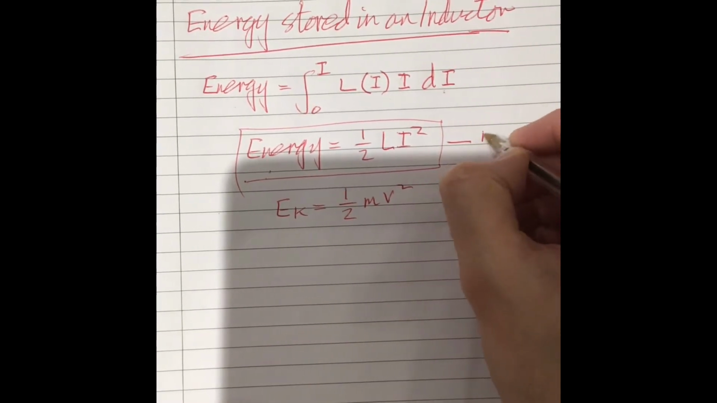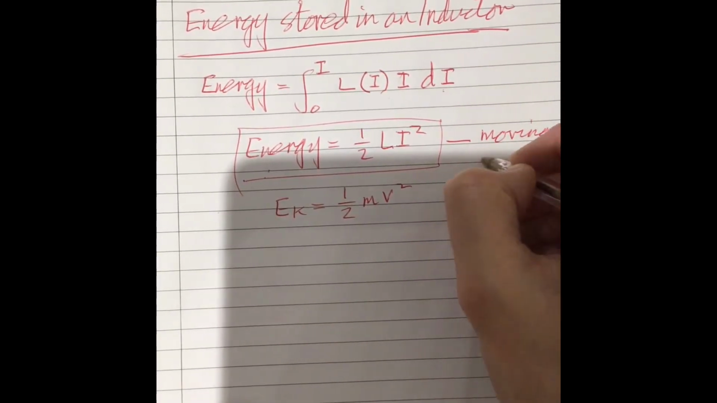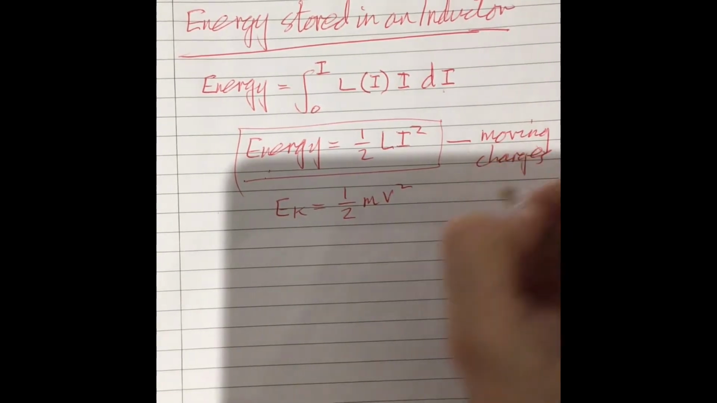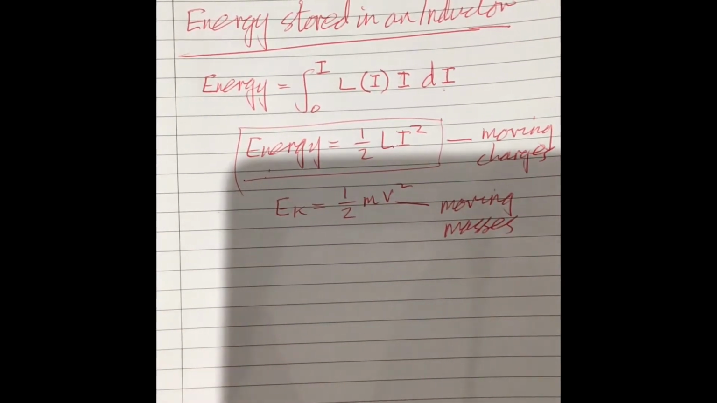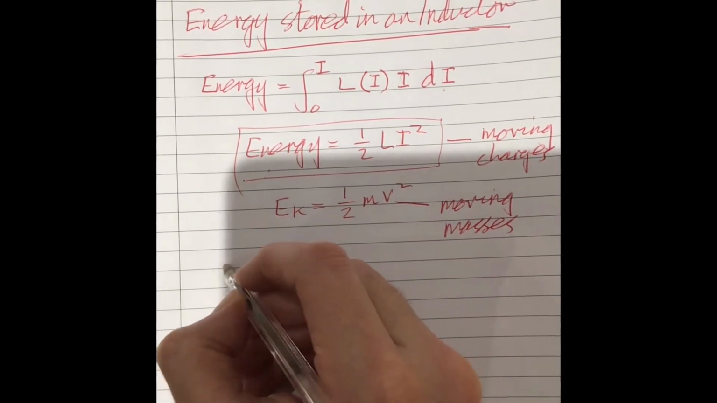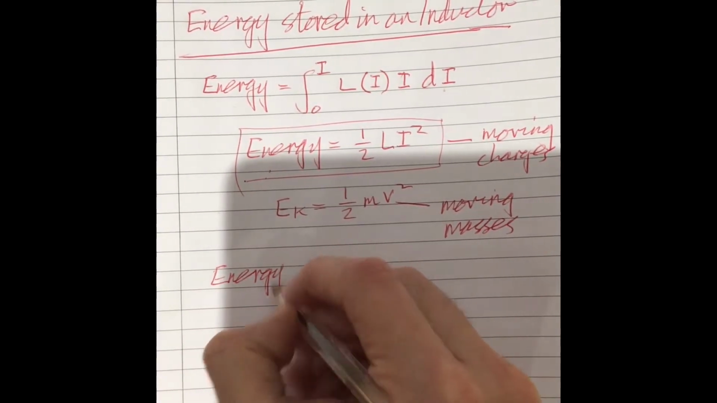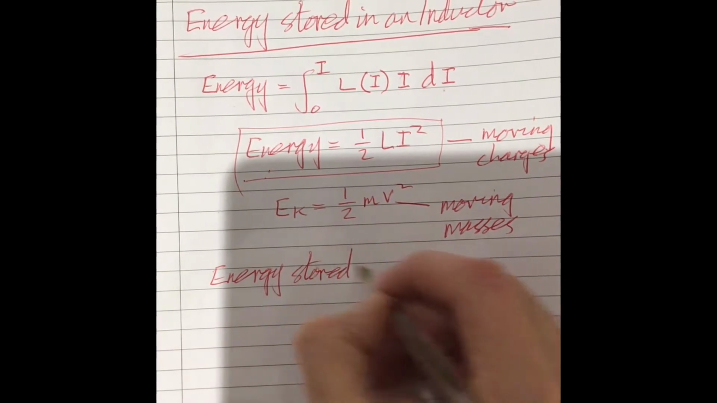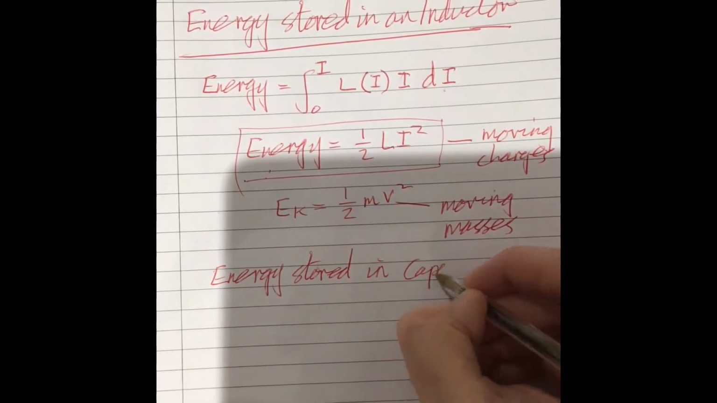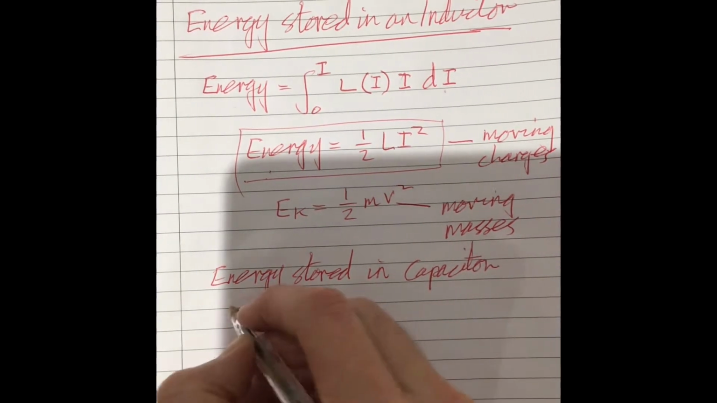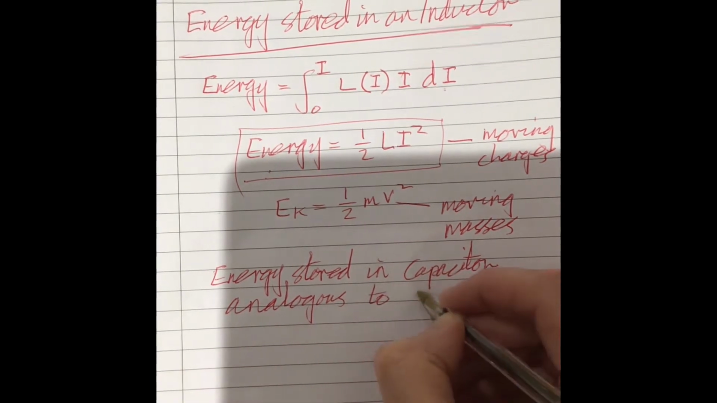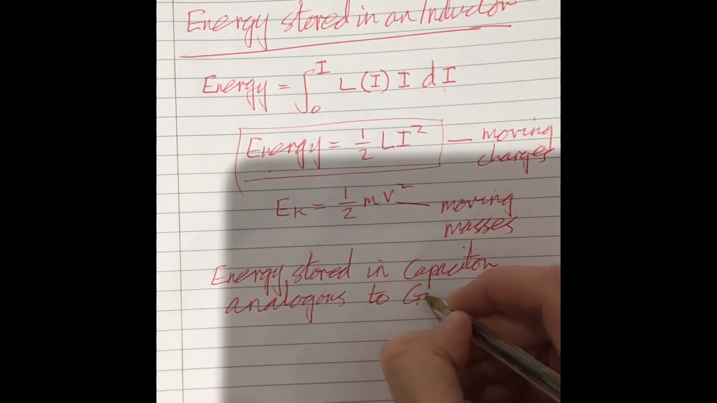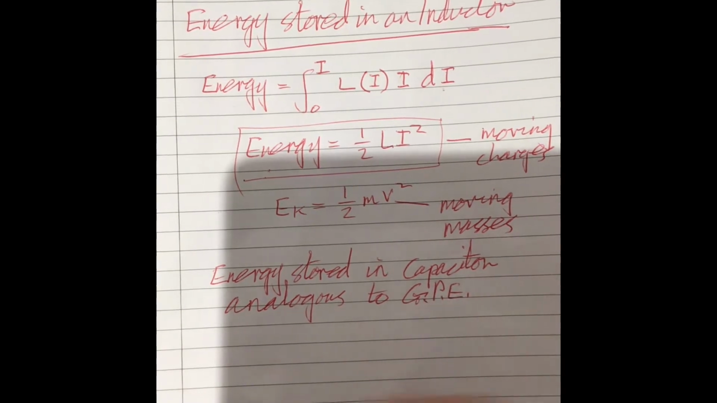is to do with moving charges and this is to do with moving masses. So in a certain sense we can argue that the energy stored in a capacitor is analogous to gravitational potential energy, GPE for short, because I'm not writing it all out.